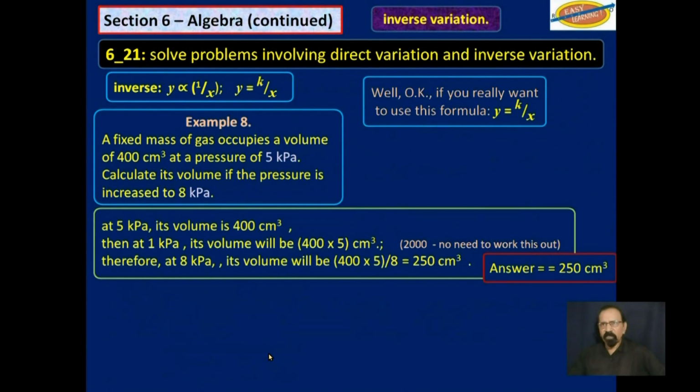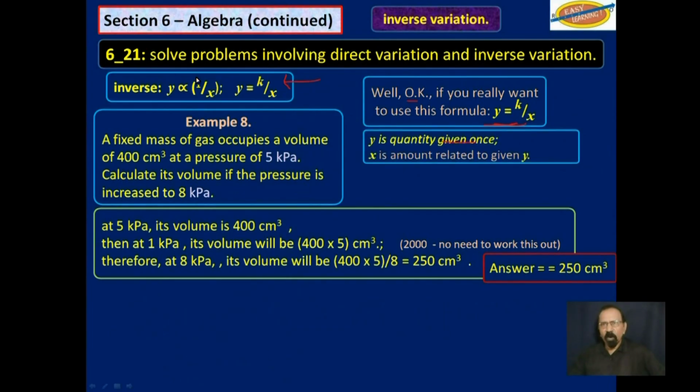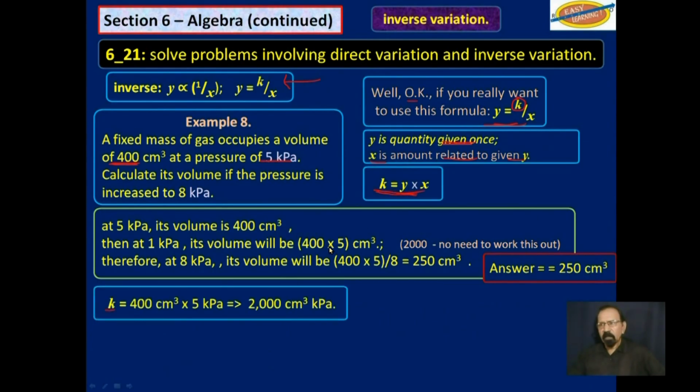So let's actually use this formula, though we said we wouldn't be using it. Y is the quantity given once. X is the amount related to the given Y. So first of all, we'll flip this equation around. We'll find K. So K is equal to Y X. K is equal to 2,000 cubic centimeters. Remember this from the primary school days, from the primary school method.